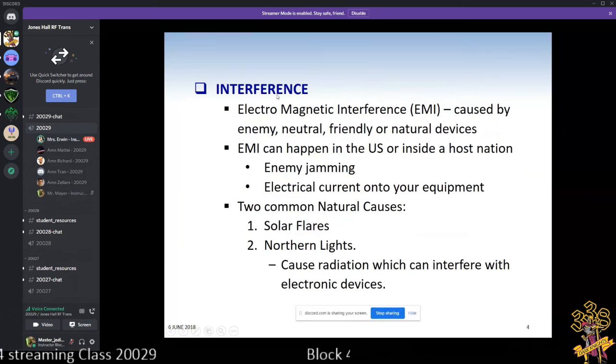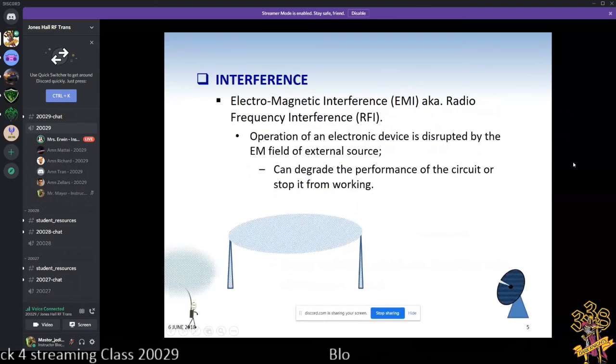Interference can be caused, again, by enemy, neutral force, friendly forces, natural devices. It can happen in the U.S. or inside a host nation, during times of no combat, or if you're in combat. It can be something as simple as an electrical current you pick up on your equipment, to a complete enemy jamming. Natural causes, solar flares and northern lights, cause radiation which can interfere with your electronic equipment.